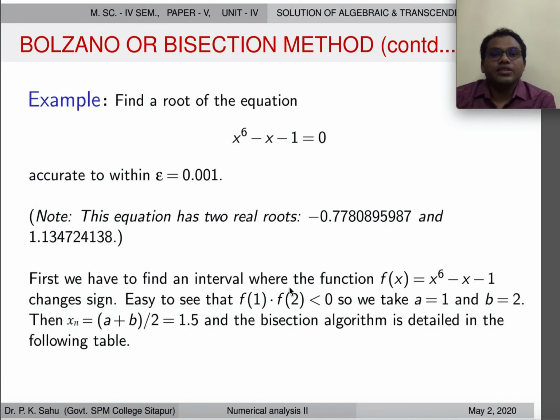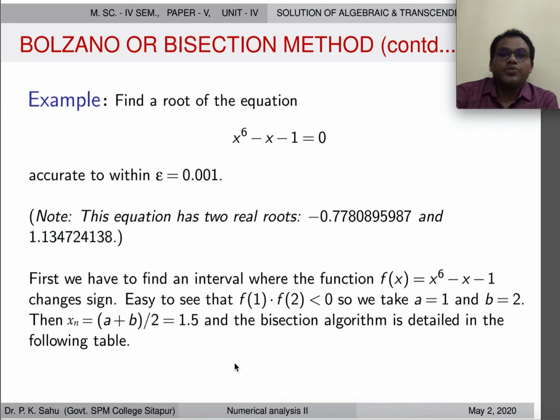Find a root of the equation given as x^6 minus x minus 1 is equal to 0, accurate to within epsilon equal to 0.001, meaning we have to stop when our approximate root is accurate within epsilon equal to 0.001. How do we start? We suppose f(x) is x^6 minus x minus 1. We can find two real values, 1 and 2, such that f(1) into f(2) is less than 0. So our root lies between 1 and 2.